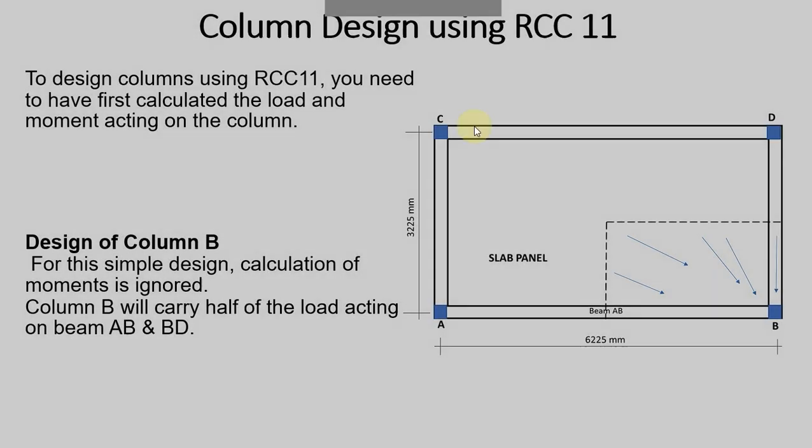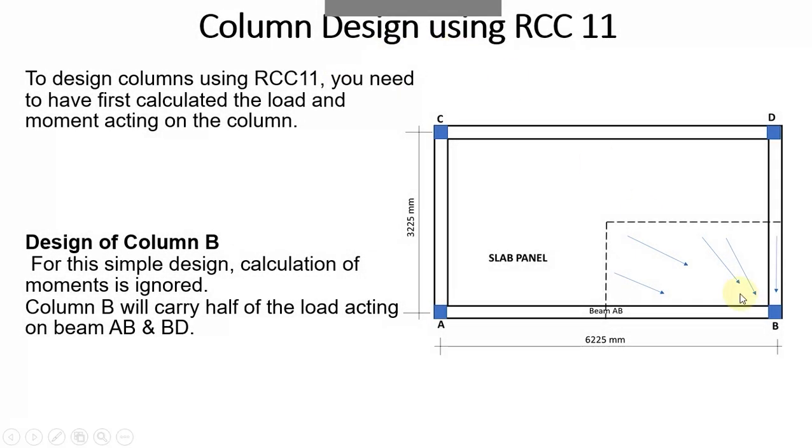So now, column design using RCC11. We'll be designing column B. To design columns using RCC11, you need to have first calculated the load and the moment acting on the column. For the design of column B, for this simple design, calculation of moments is ignored. Column B will carry half of the load acting on beam AB and BD.